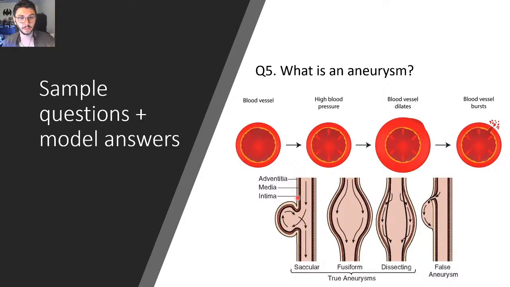You have a full aneurysm, or a true aneurysm, if you have the adventitia, media and intima together. A false aneurysm is if it's only one of the layers. This would be a false aneurysm.